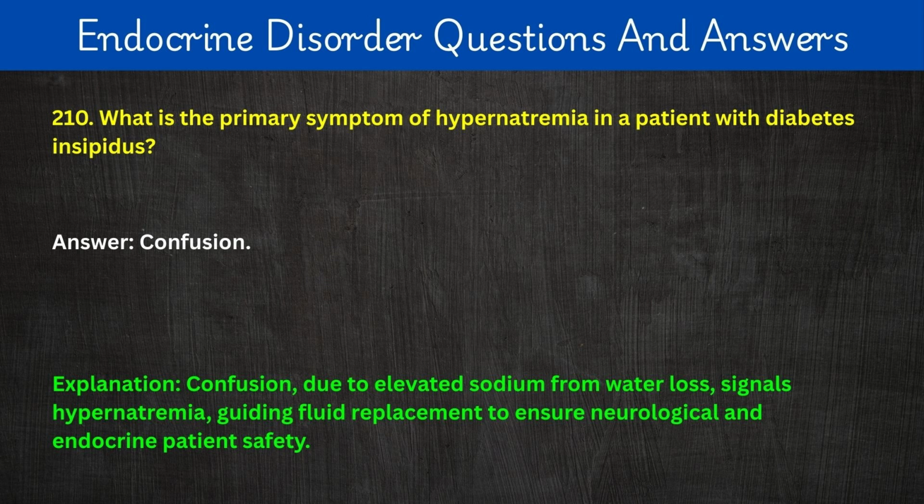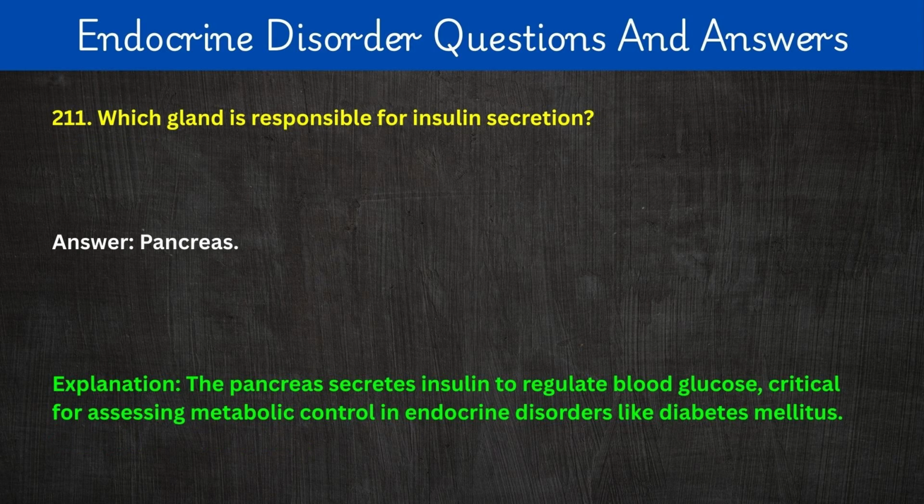210. What is the primary symptom of hypernatremia in a patient with diabetes insipidus? Answer: confusion. Explanation: confusion, due to elevated sodium from water loss, signals hypernatremia, guiding fluid replacement to ensure neurological and endocrine patient safety.